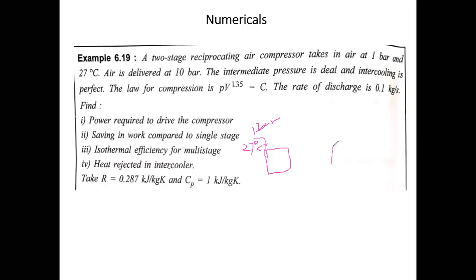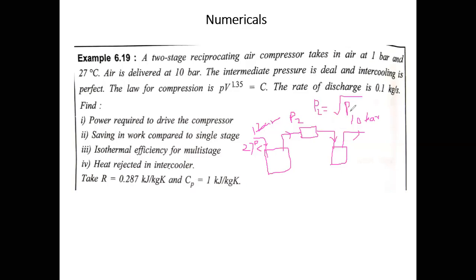There is another cylinder, and in between there is an intercooler. So it will deliver this air at a pressure of P2, and this pressurized air is supplied to the other cylinder. This delivers the air at 10 bar. As the intercooling is perfect, one can find this P2. As the number of stages is 2, P2 will be the square root of P1 into P3, and this will give the value of P2.